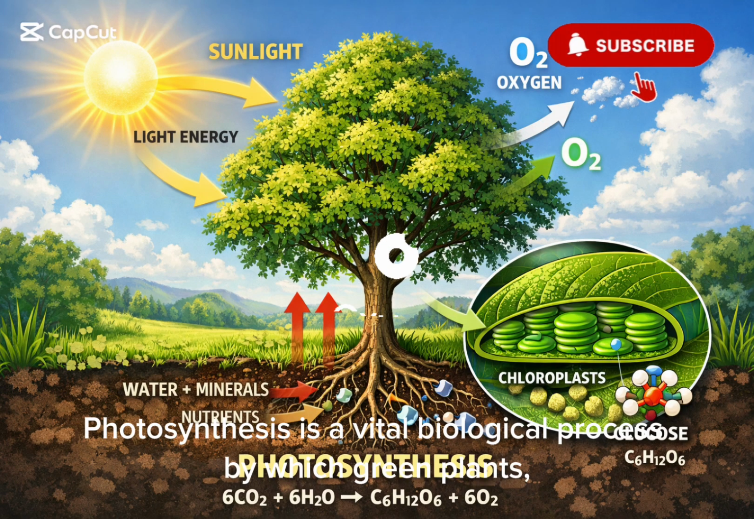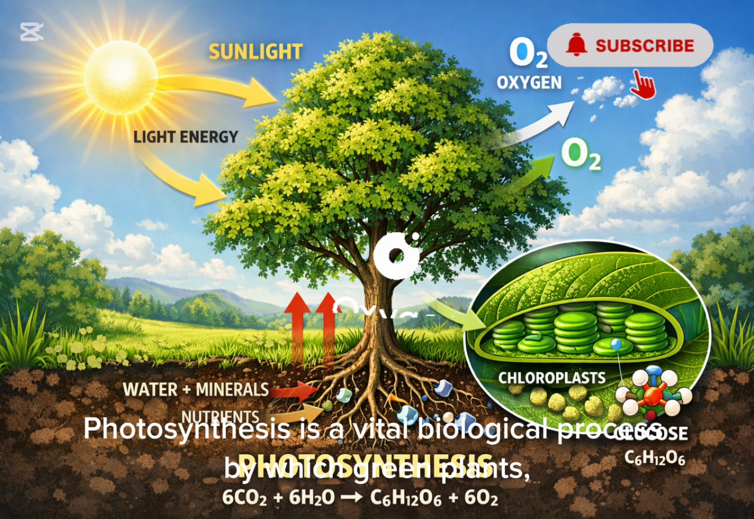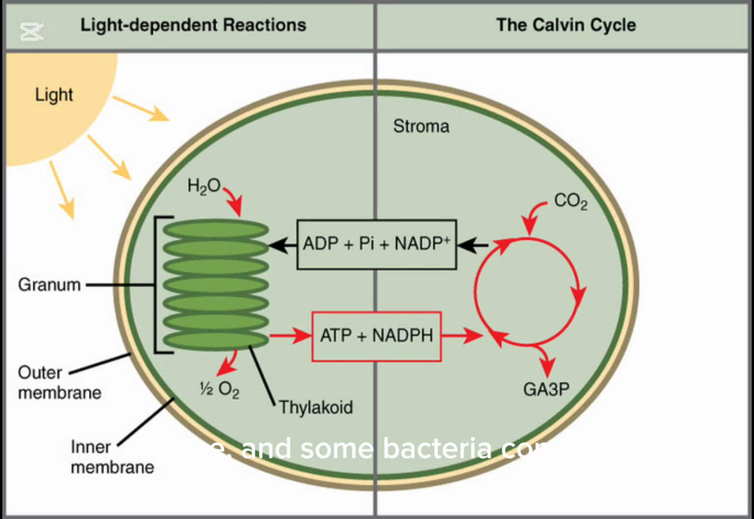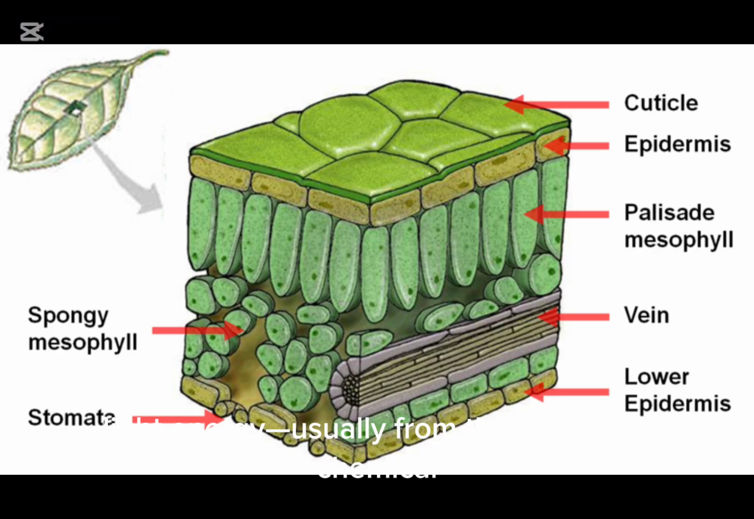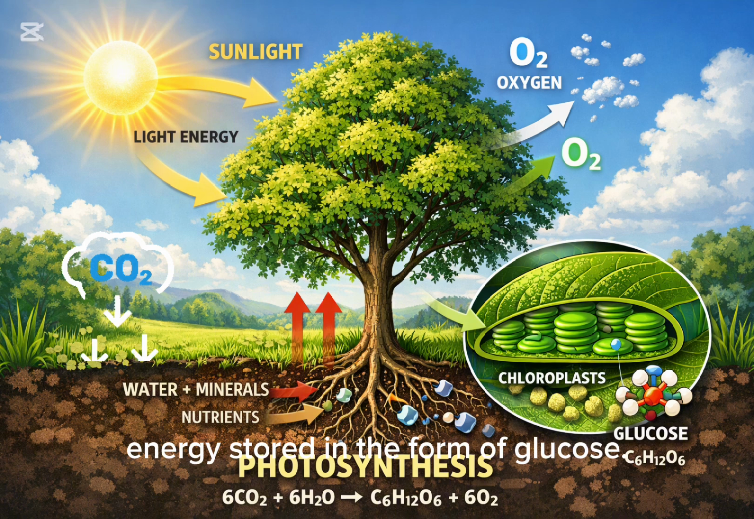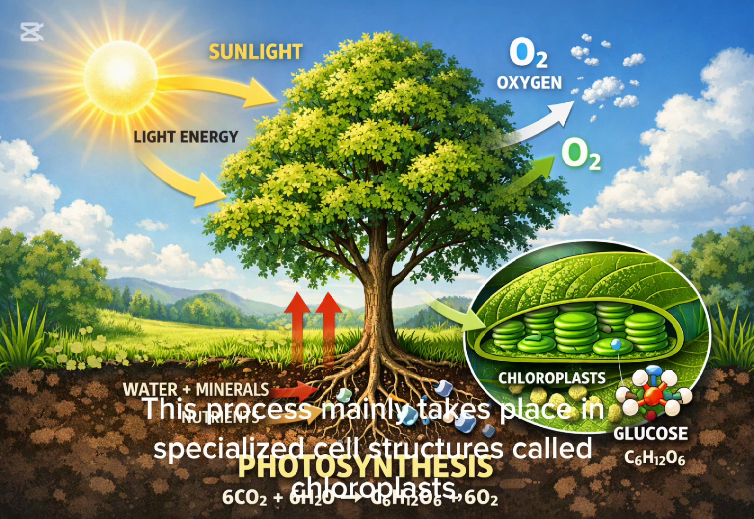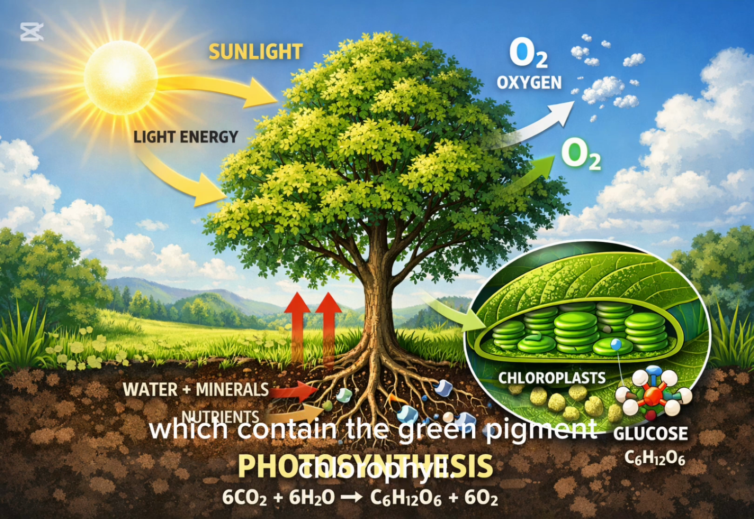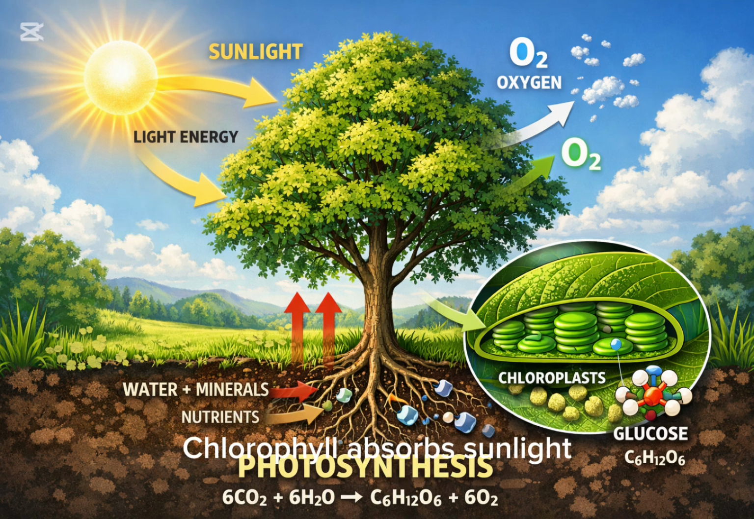Photosynthesis is a vital biological process by which green plants, algae, and some bacteria convert light energy, usually from the sun, into chemical energy stored in the form of glucose. This process mainly takes place in specialized cell structures called chloroplasts, which contain the green pigment chlorophyll. Chlorophyll absorbs sunlight and uses its energy to drive a series of chemical reactions.